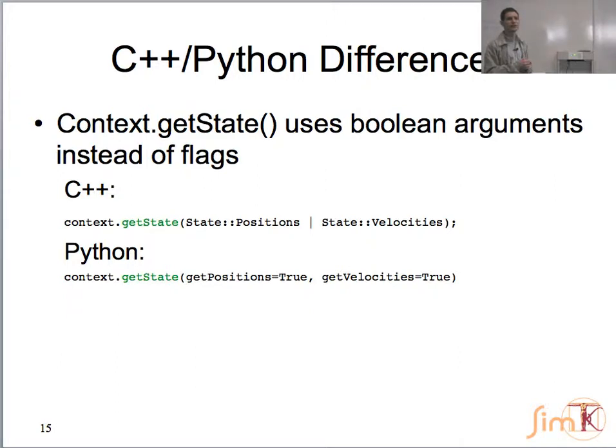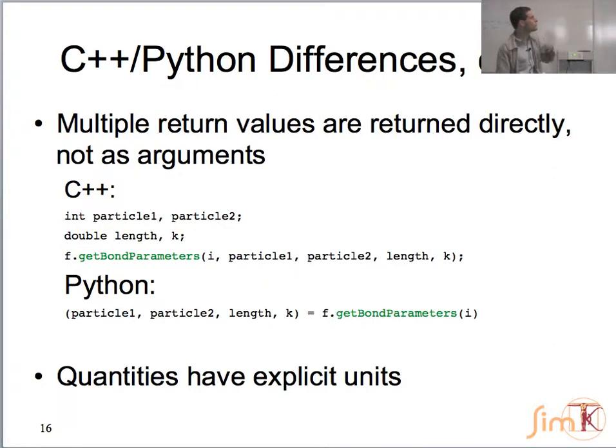One is the getState function. In the C++ version of it, the thing you pass to it is a set of flags that you OR together. So you say State::Positions OR'd with State::Velocities to say I want positions and I want velocities. This is a very normal sort of interface for a C++ function. But for Python, that sort of thing isn't done much. A more natural thing is to use these Boolean arguments, like we showed, getPositions=True, getVelocities=True. So we did that just to give it a more natural Python API.